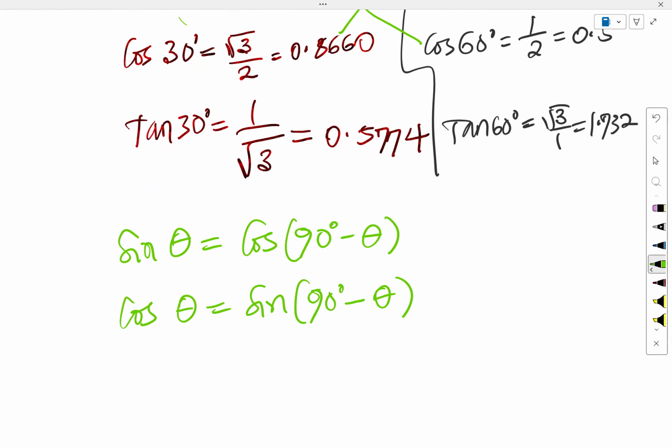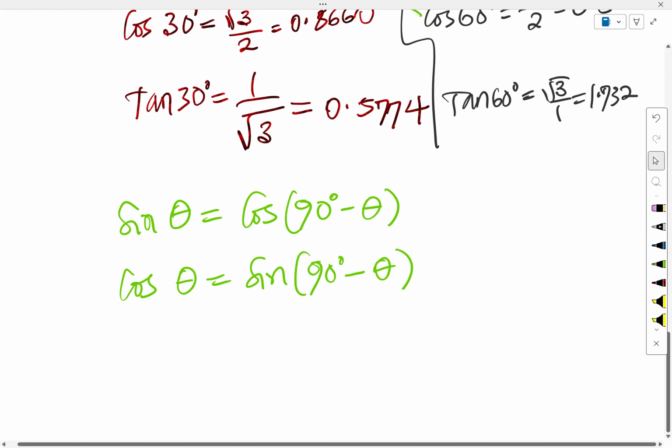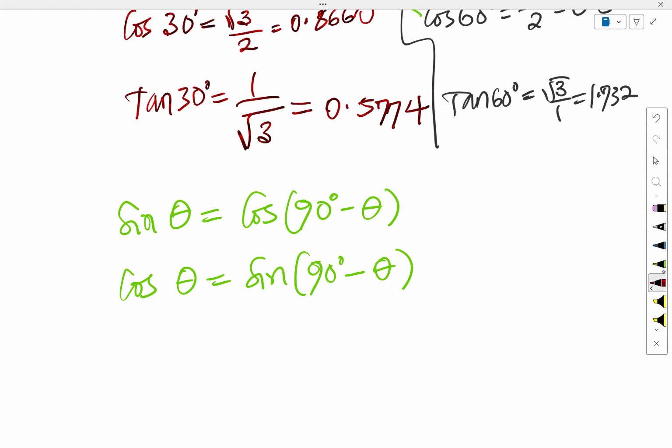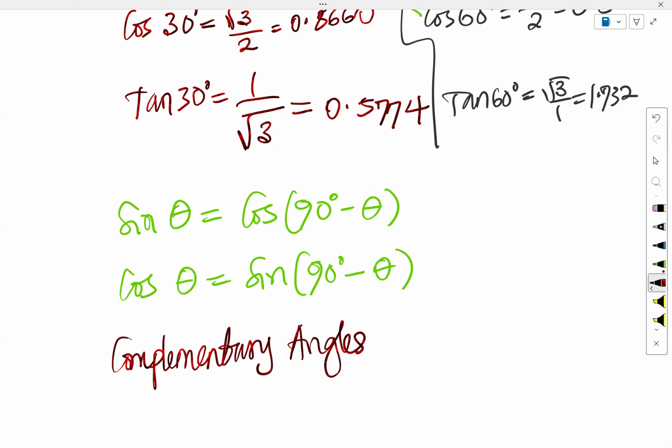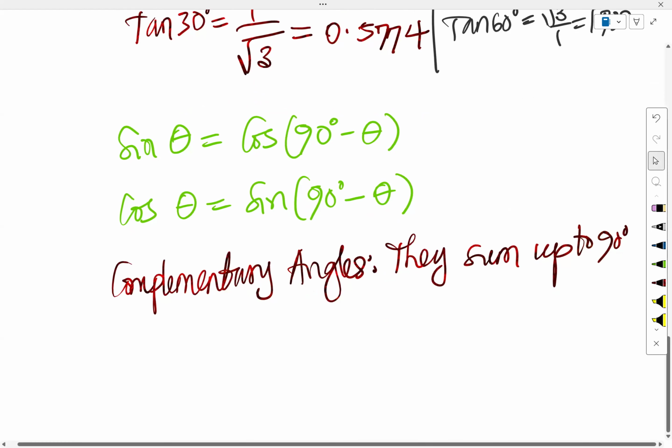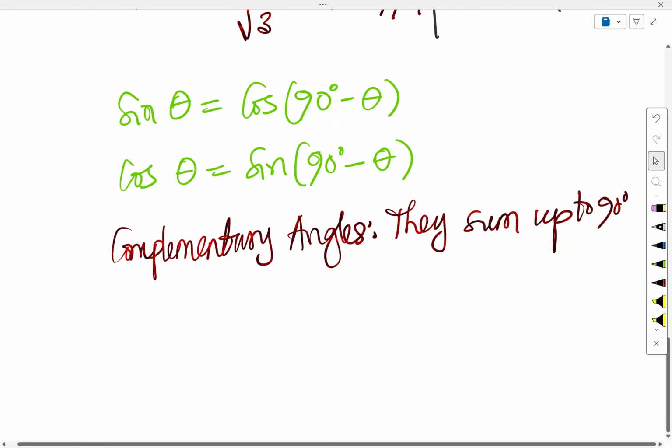What this simply means is that in trigonometry, you need to understand the idea of complementary angles. Complementary angles sum up to 90 degrees. So what this is simply telling us is that for any two angles that sum up to 90 degrees, the sine of one is equal to the cos of the other.